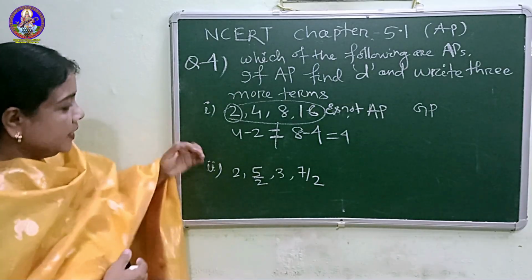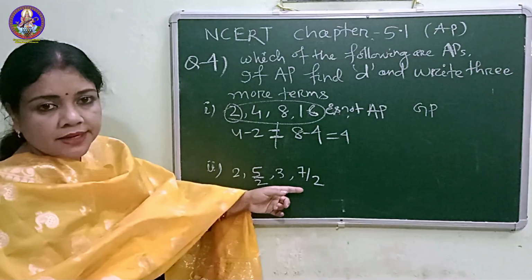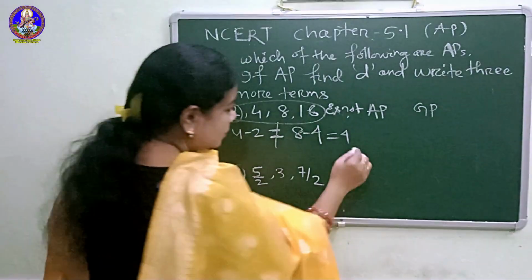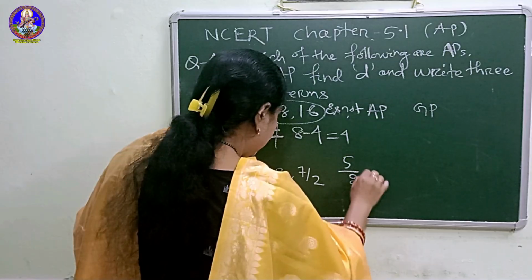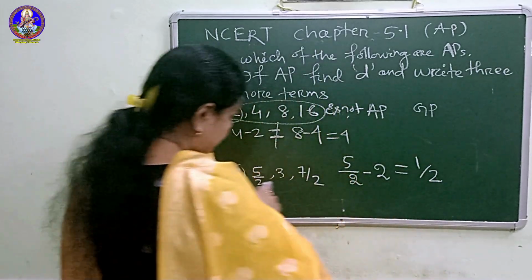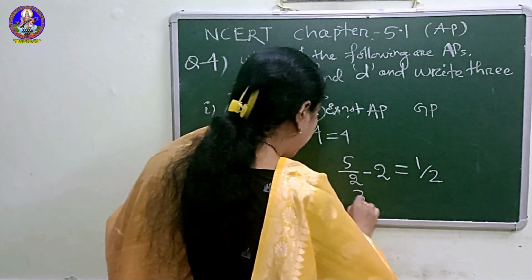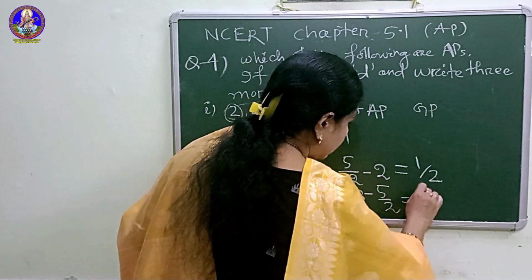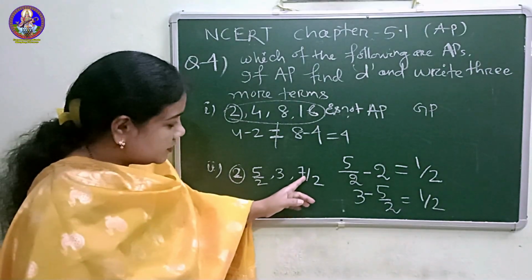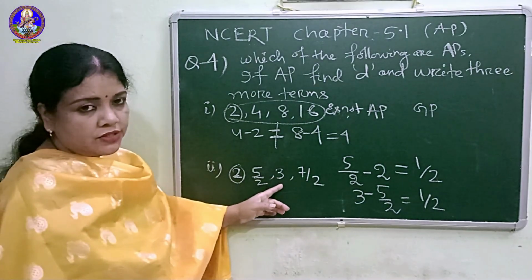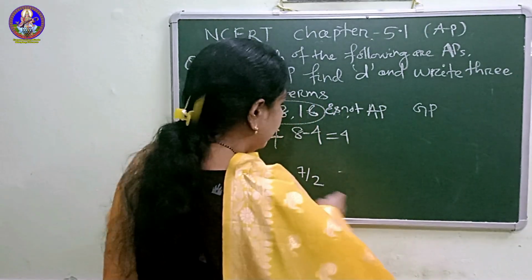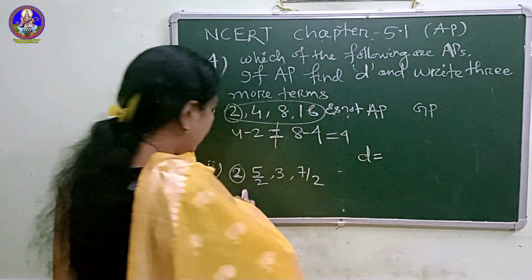Okay, so the next question is 2, 5 by 2, 3 and 7 by 2. 2 is the first term. Let us find the difference. The difference here is 5 by 2 minus 2, that is 1 by 2. Then 3 minus 5 by 2 is also 1 by 2. So the differences are the same. Now if you also subtract 7 by 2 minus 3, you will also get 1 by 2. Right.